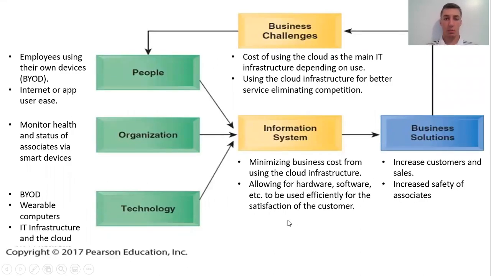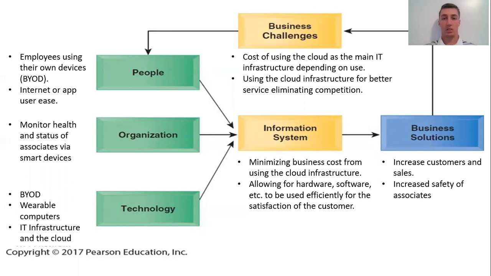So first, we're going to start off with the MIS graph, which under people is BYOD, which means bring your own device, which is one example of technology that's going to be introduced into the workforce more and more as we go. Internet or app use is under organization. This goes again with technology being used in the workforce, being able to monitor the health of the associates, what they're doing, stuff like this. Technology, here's a couple of the examples I listed.